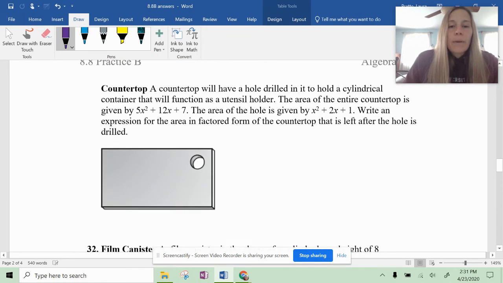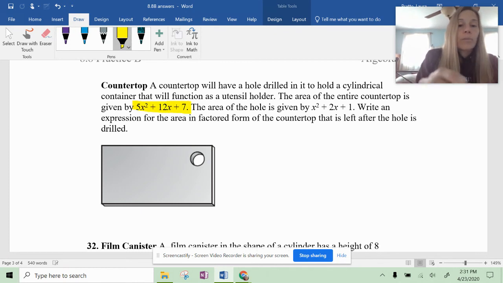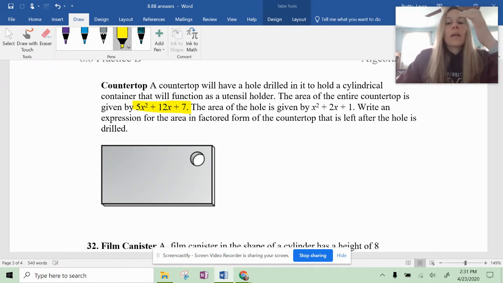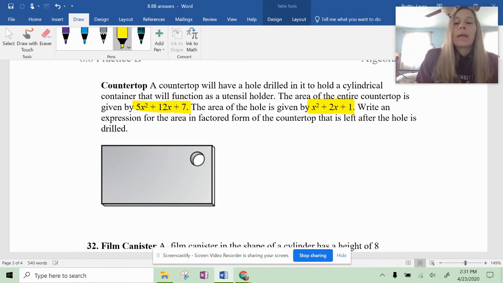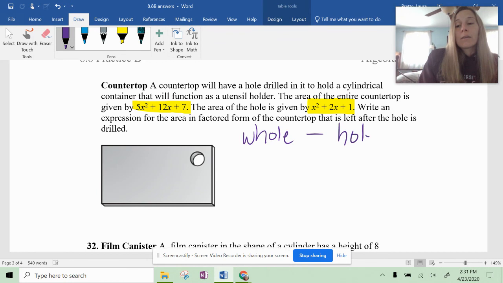So a countertop will have a hole drilled in it to hold a cylindrical container that will function as a utensil holder. The area of the entire countertop is given by 5x squared plus 12x plus 7. The area of the hole is given by this. Write an expression for the area in factored form. So the first thing we would have to do is take the whole countertop and subtract the hole. So we're doing the rectangular area minus that little circle, right?